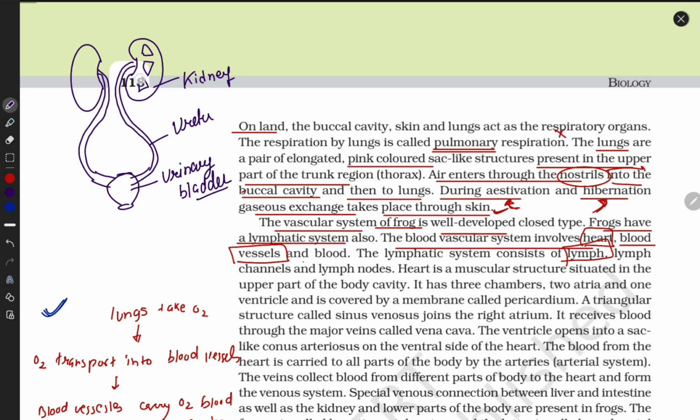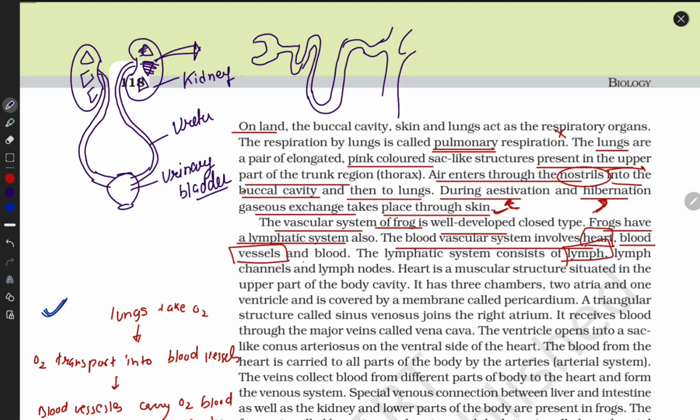And what do kidneys have? They have nephrons. In each pyramid there is a huge number of nephrons. If I zoom in on this, they have nephrons. What is the function of the nephron? Some part is useful in filtration.